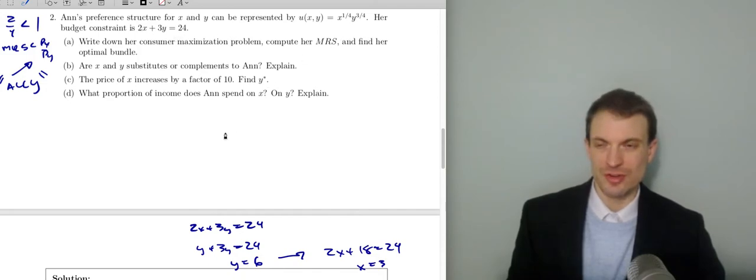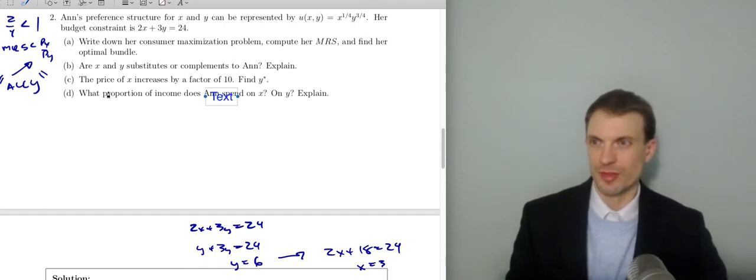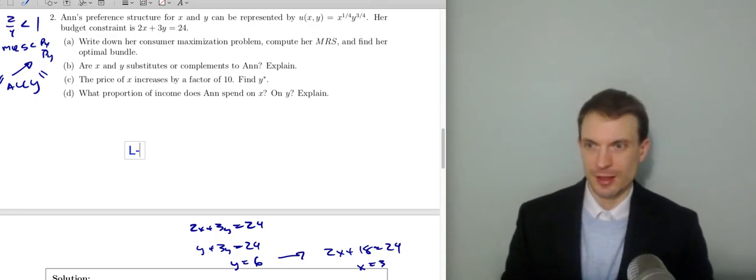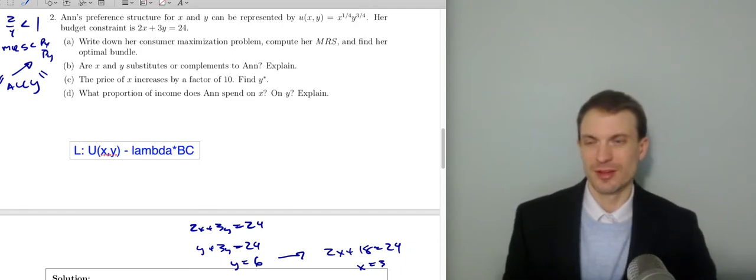And then you could write out the Lagrangian. The Lagrangian would be, so L, oh, this is going to be a disaster. So here I'm regretting doing this immediately. I wonder if the text box will be less of a disaster. So L is going to be, let's do it this way: U(X,Y) minus lambda times the budget constraint.